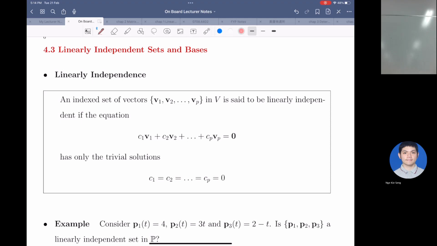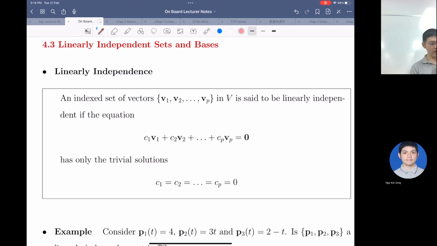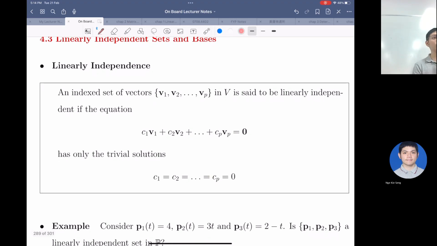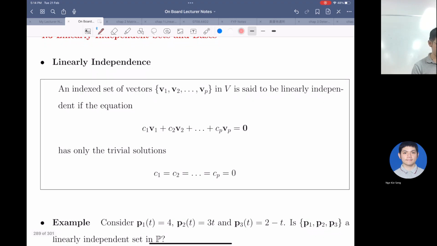An indexed set of vectors v1 up to vp in the vector space is said to be linearly independent if the equation c1 v1 plus c2 v2 plus up to cp vp equals the zero vector has only the trivial solution. Okay, it's the same. So you want to make sure that there's only the trivial solution to the homogeneous equation.